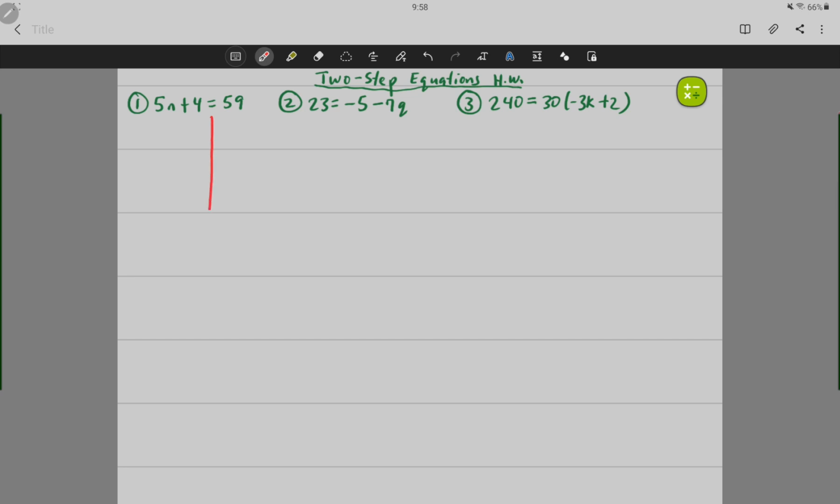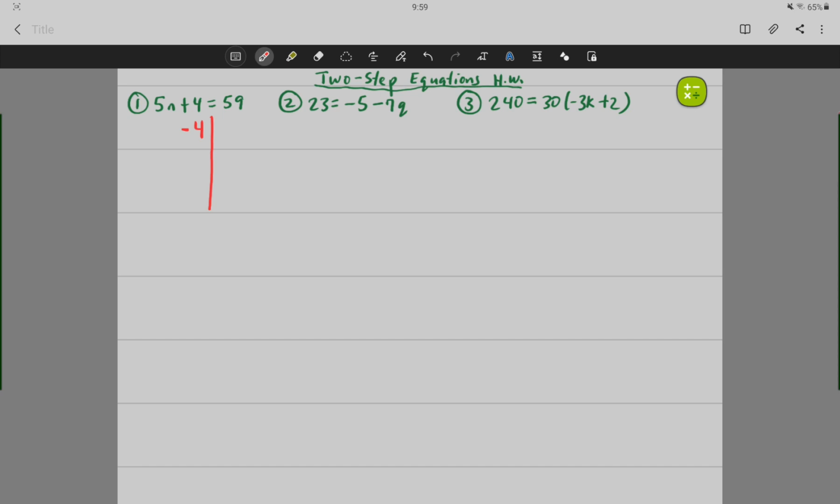So we can separate terms on the left side of the equation, such as the 5n, the positive 4, from the term on the right, which is positive 59. So next, we look at what operation we see. We see addition, says plus 4. So we perform the inverse or opposite operation and we subtract 4. Again, the reason for this, we want to isolate or get our variable n all by itself.